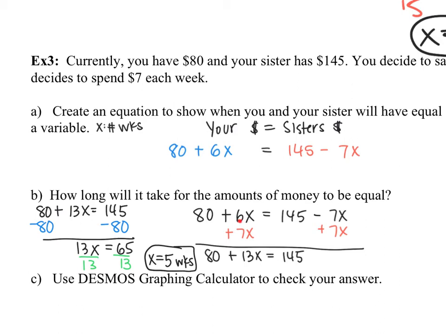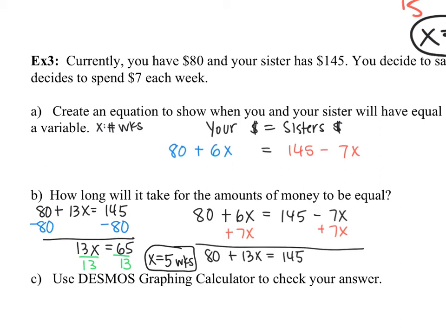And I can check this by doing 5 weeks at $6 per week would be $30. Added to my $80 would be $110. Or 5 weeks at $7 per week would be $35. And if I subtract that from 145, I would get 110.